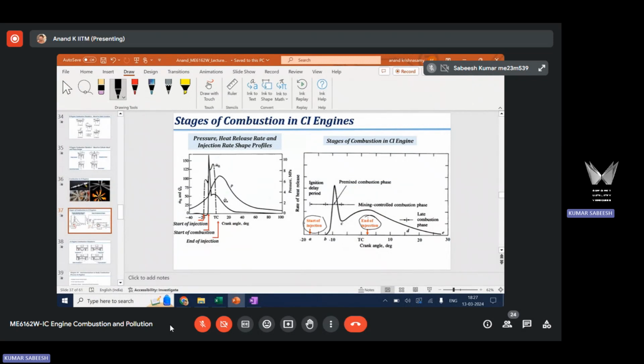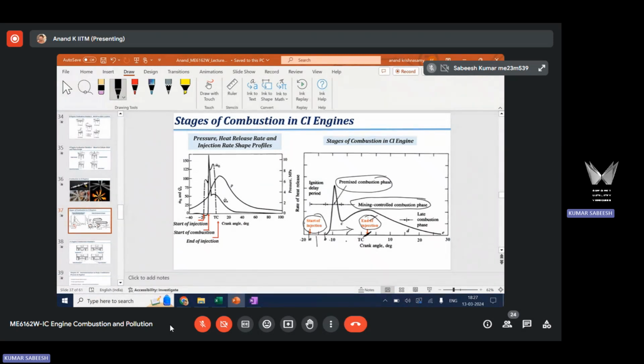This is where the start of injection is happening, and this is the delay time. After the delay, you continue to inject fuel until this point of time. This is the end of injection. So fuel injection continues to happen even after the start of combustion. Whatever fuel is injected here only burns in the premix phase. The rest of the fuel injected is burning in the mixing-controlled phase.